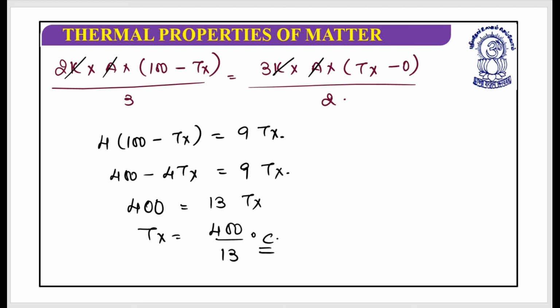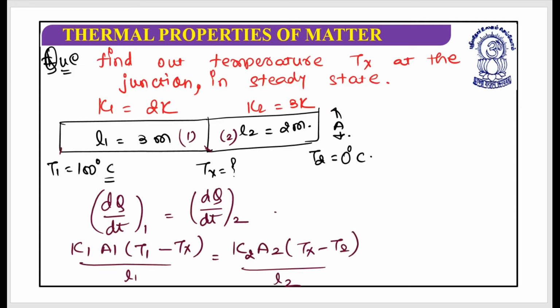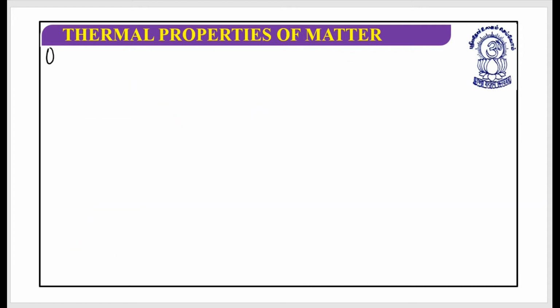I hope this is clear. Is it clear? This is 400 by 13 degrees Celsius. Do you understand this? Any doubts? No? Let's move to the next question.